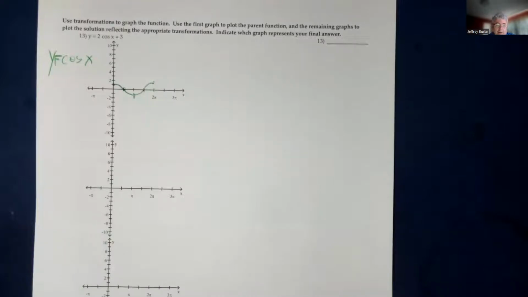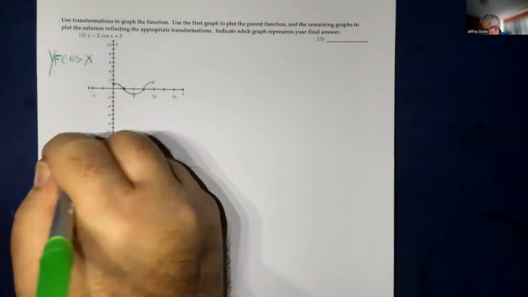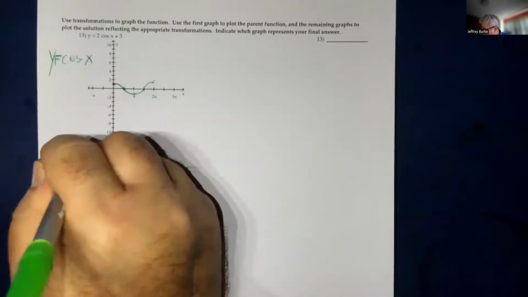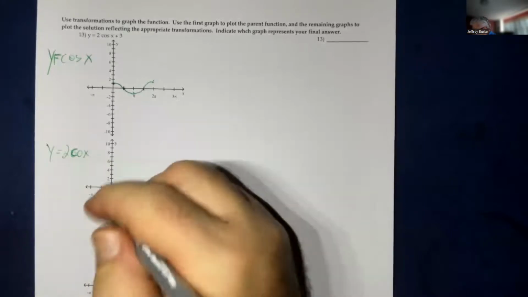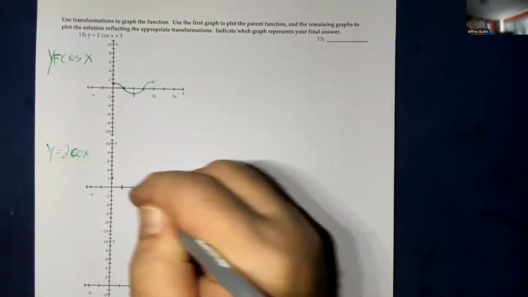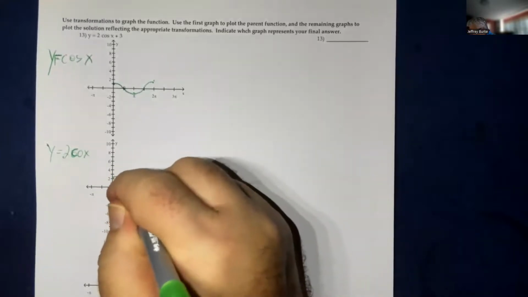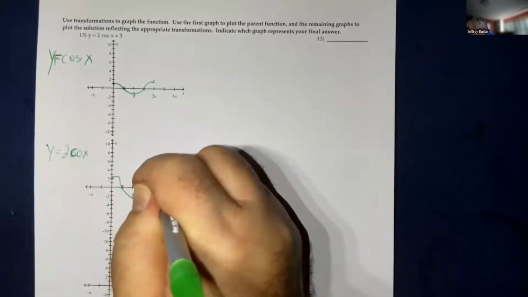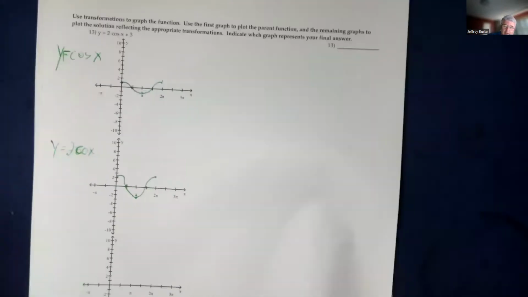So next, for the next graph down here, I'm going to graph y equals 2 cosine x. And how is that going to change things? That means I'm going to plot here at 2, 0, negative 2, 0, and then 2. So it's going to allow me to expand this a little bit so I can make it a little bigger.